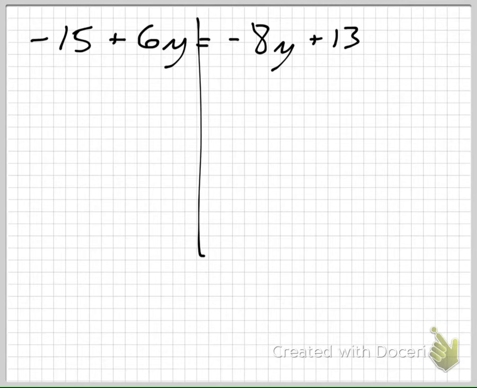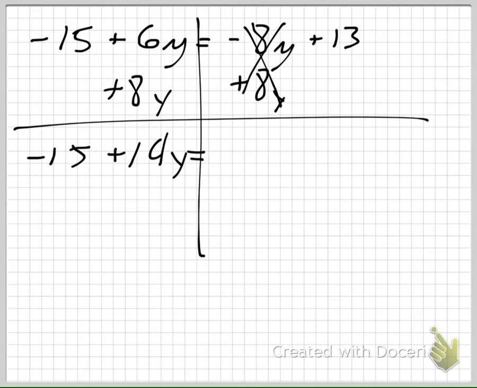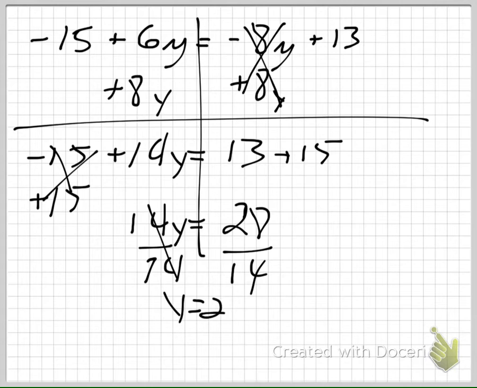This is a mess. Which one am I going to get rid of? The 6 or the 8? Negative 8. Why the 8? Because it's the smallest one. How do I get rid of minus 8? Plus 8y on both sides. Negative 15 plus 14y equals 13, right? Plus 15, they're gone. 14y equals 28. Divide by 14, y equals 2.